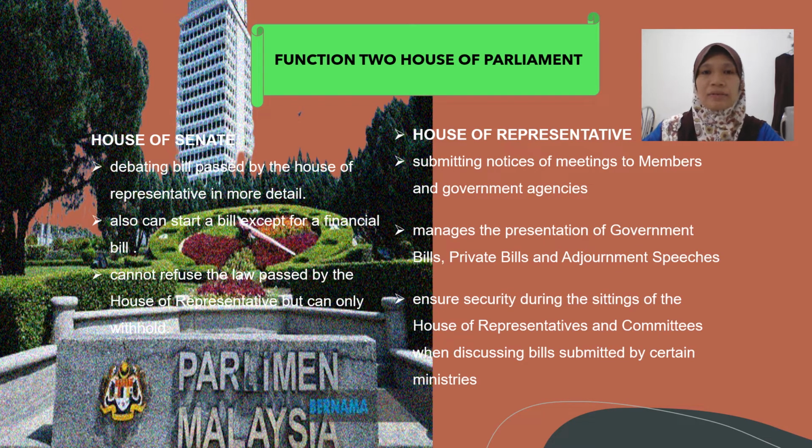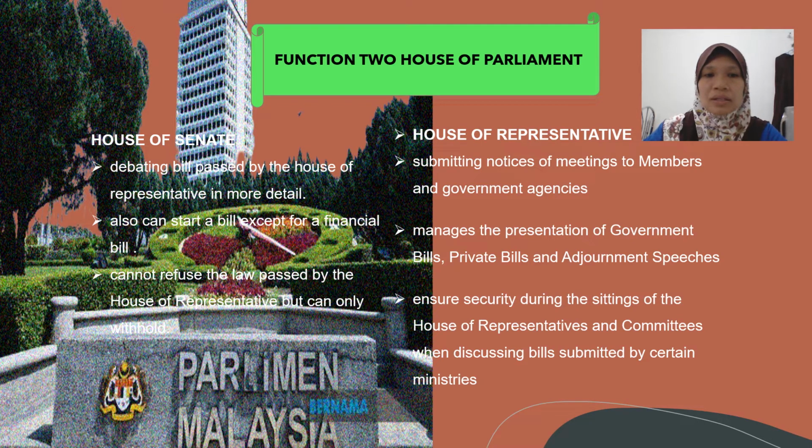There are several functions of the Houses of Parliament. The House of Senate debates bills passed by the House of Representatives in more detail, and can also start a bill except for a financial bill. It can refuse a law passed by the House of Representatives, but can only withhold it.